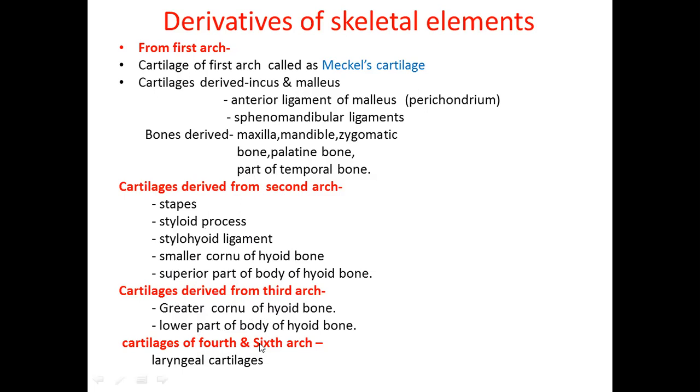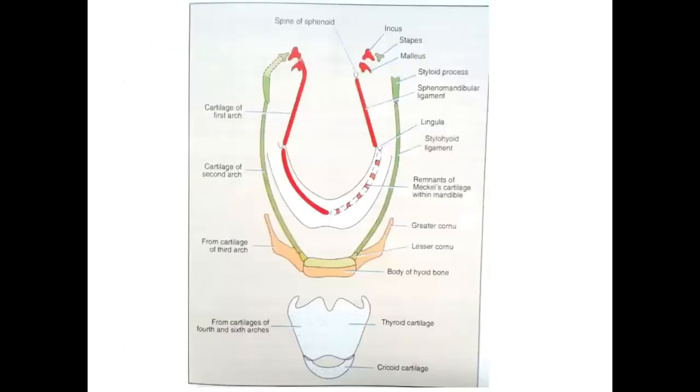Cartilages of the fourth and sixth arches, because the fifth disappears, are the various laryngeal cartilages. You can see the diagrammatic explanation here.